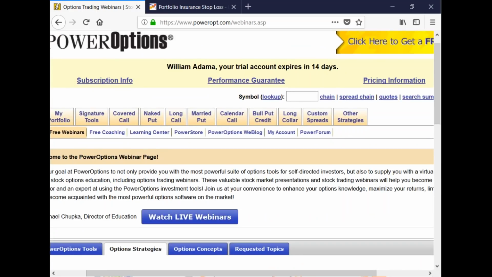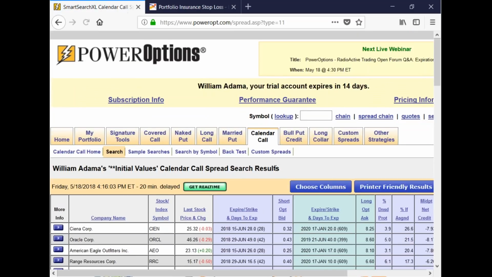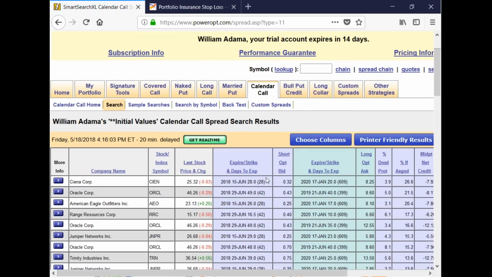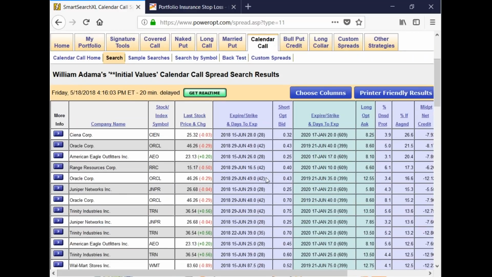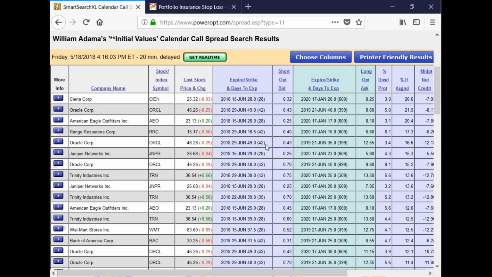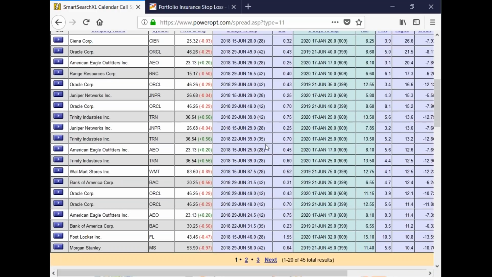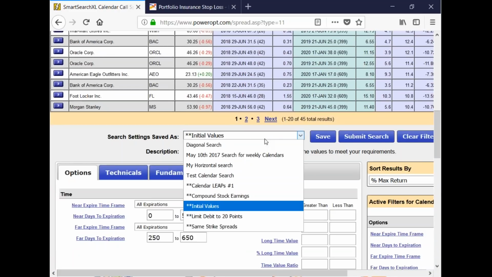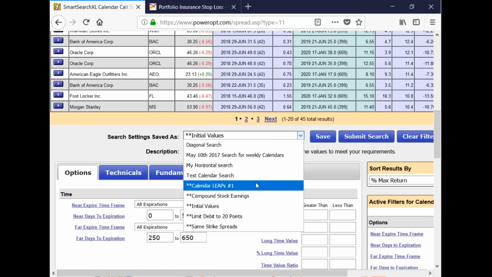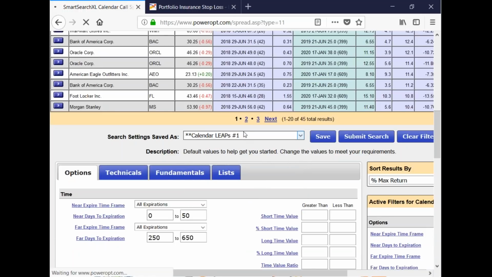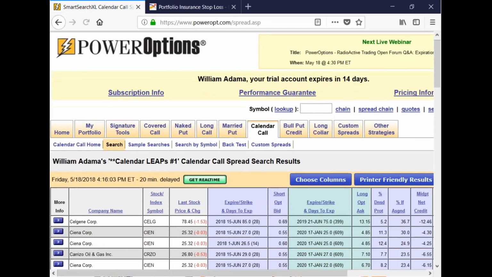Now, for those of you who might be curious, let me just go to the calendar calls here, and I'm going to go right into the search. We start off with some default criteria for you to use as a stepping stone to create your own personal screen. Okay, and I want to look for a higher price stock. Nothing's really appearing here. This is the initial value screen. Let me try this calendar leaps number 1. If not, I'm just going to go right to the custom spread tool and we'll build some on the fly.